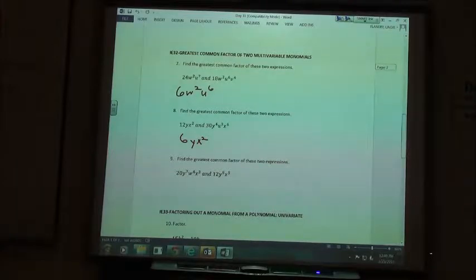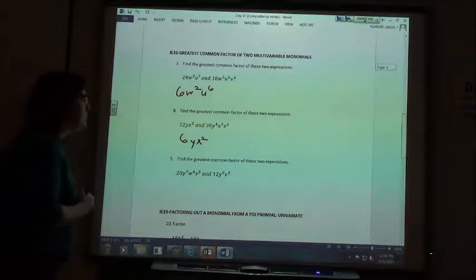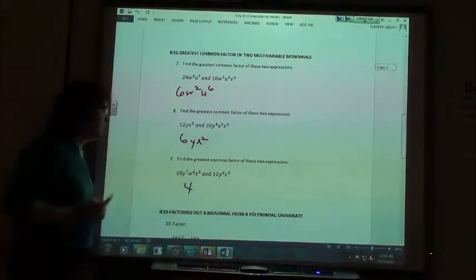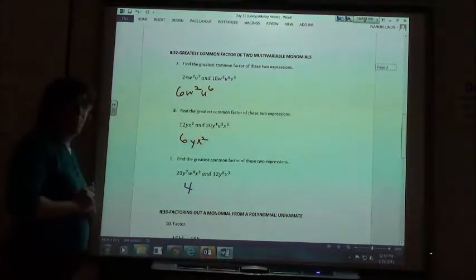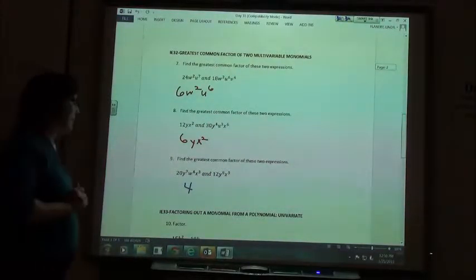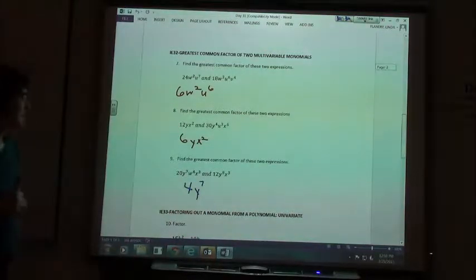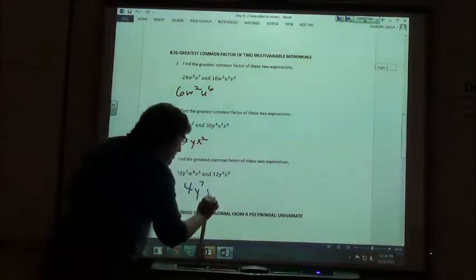So number 9, if I have 20y to the 7th, w to the 4th, x to the 3rd, and 12y to the 8th, x to the 3rd, my greatest common factor would be 4, y to the 7th, and x to the 3rd.